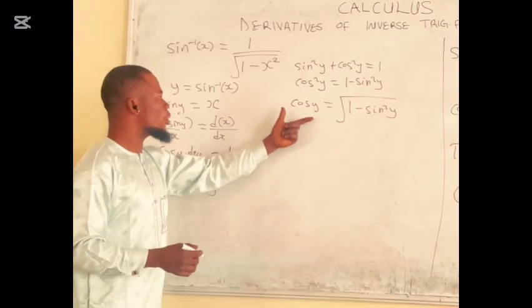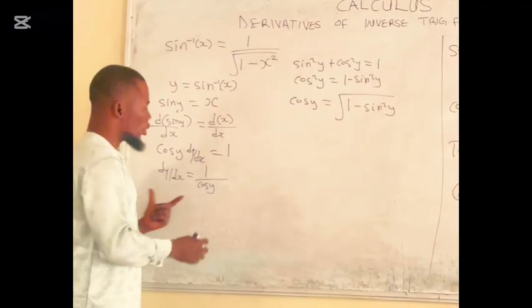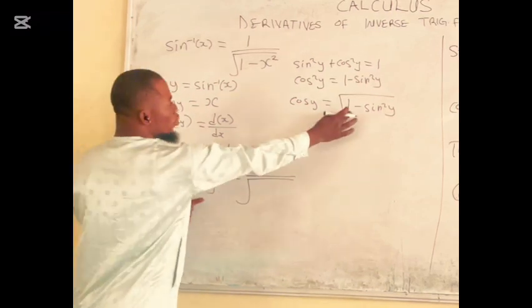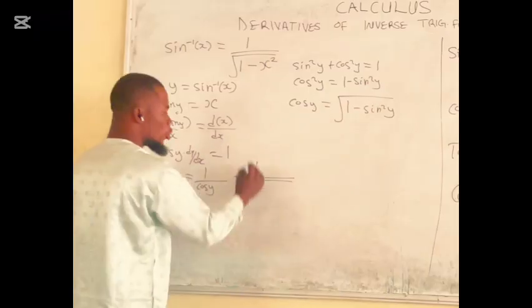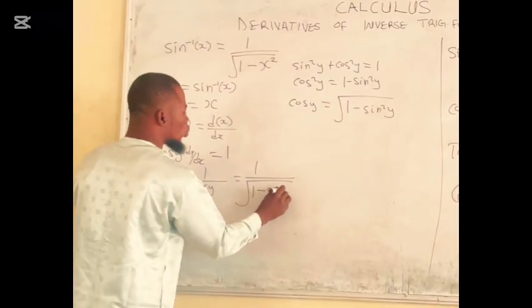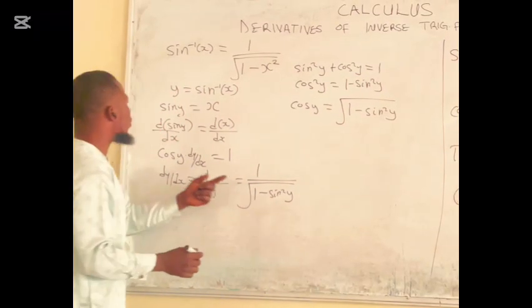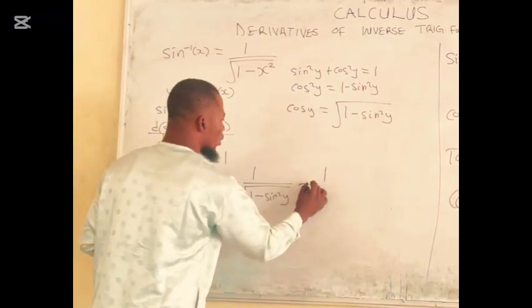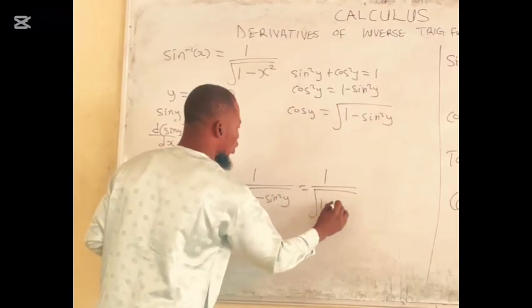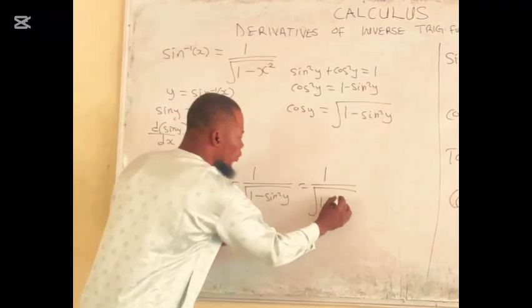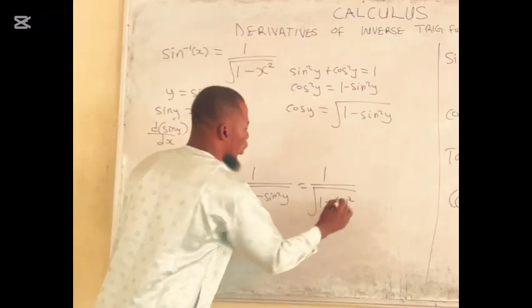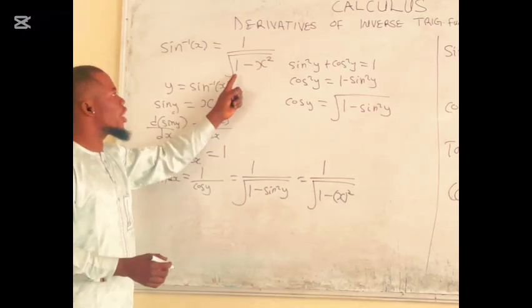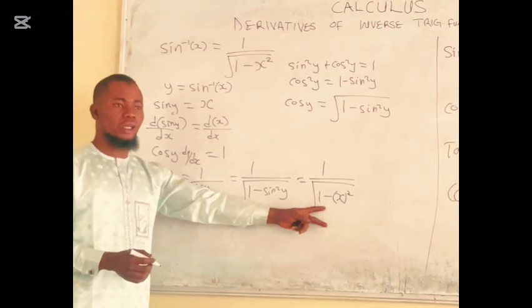Now, substituting it back, dy dx is equal to 1 divided by the root of 1 minus sine squared y. Remember, our sine y is the same thing as x, so sine squared y is x squared. So we have 1 over the root of 1 minus x squared. So this is how they get the derivative of sine inverse of x as 1 divided by the root of 1 minus x squared.